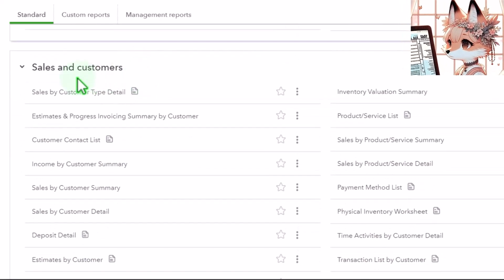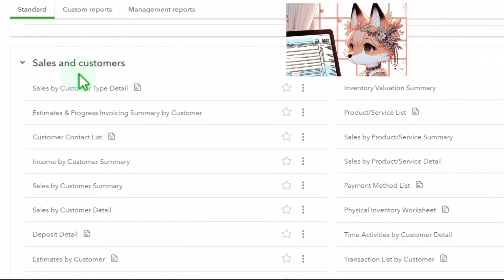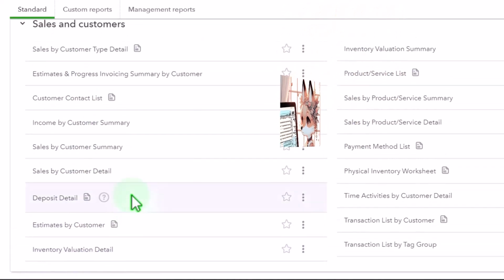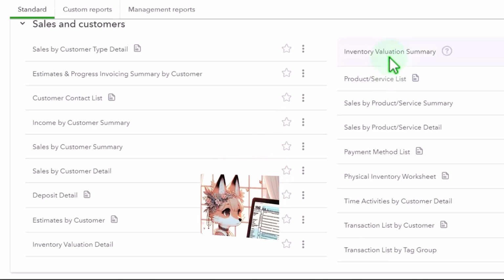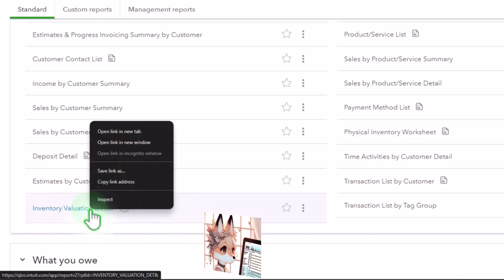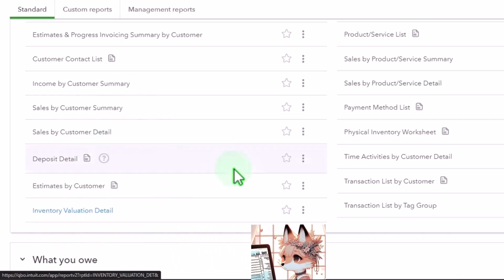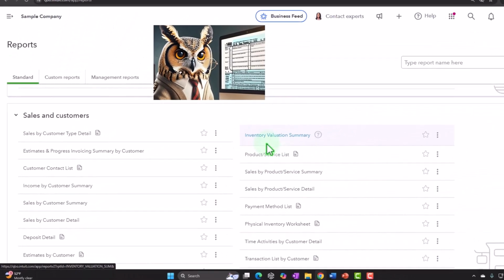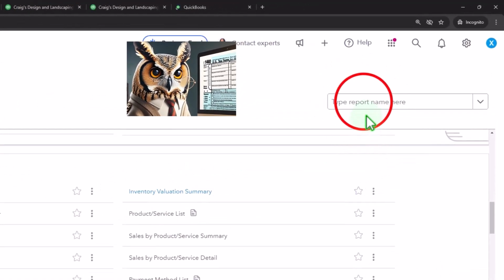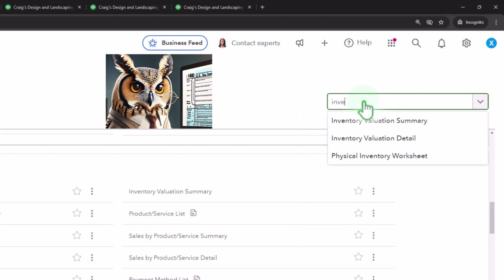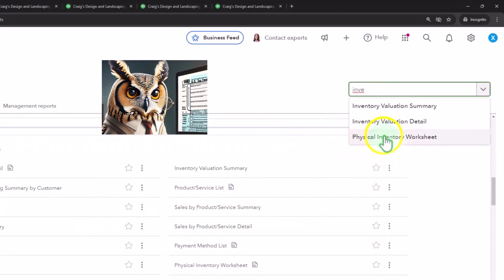Sales and customers. So this is the income statement account of revenue that we looked at before. And I believe they put them here, right? So here's where we have the inventory valuation detail, the inventory valuation summary report. So let's open those up. Let's right click and open a new tab, and then open this one, right click, open a link in a new tab. And then I think they also have the inventory valuation worksheet. Let's open up that one by doing it this way. Inventory. They also have the inventory valuation worksheet.